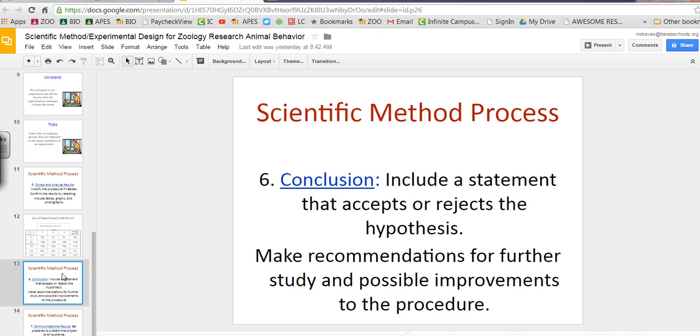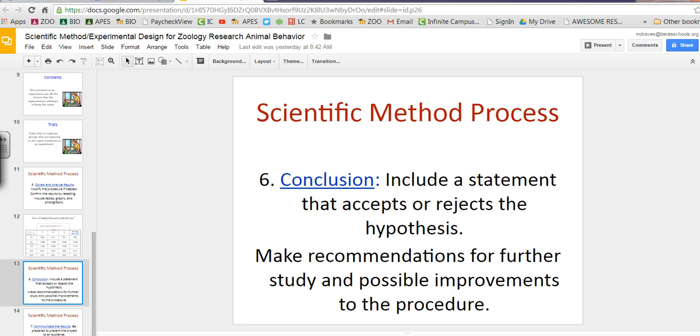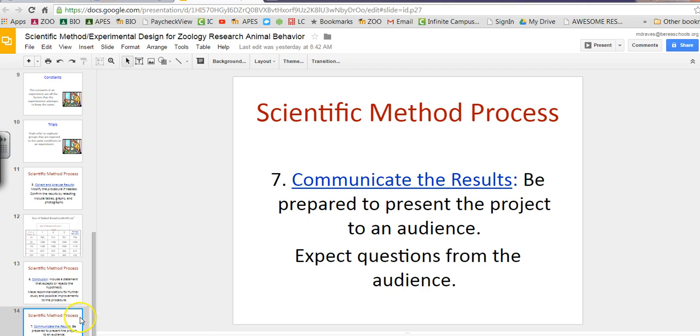or reject your hypothesis, and then what I said before with my own notes with regards to the conclusion, doing all of these things here. So you want to restate your hypothesis if you are correct or not. You want to actually analyze your data, identify error, and then propose an explanation for the next time somebody would investigate the same thing. And that's what this is here at the bottom. Making recommendations for further study and improvements to the procedure.